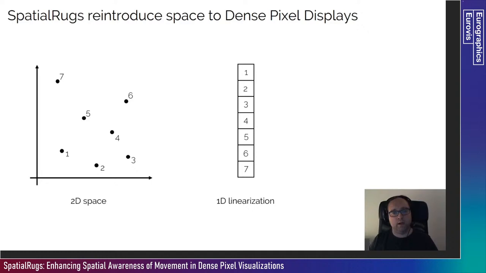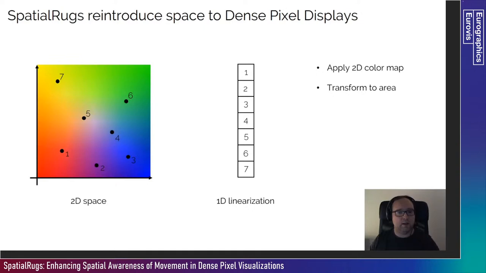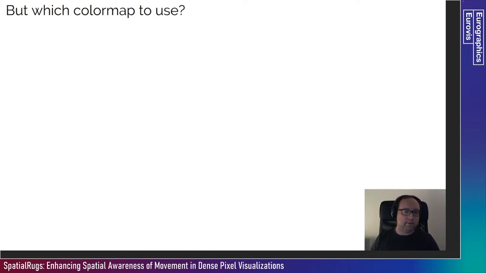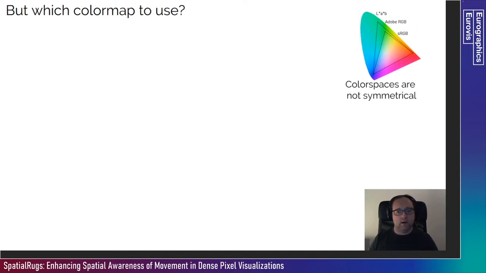Our idea to do that is to apply a 2D color map and then transform it to the area that our movers occupy, and then just take the colors beneath the movers to encode their spatial locations within the 1D linearization. So the big question was, which color map can we use to encode our spatial relations? During our research, we found that most color spaces are not really symmetrical, but our movement areas are, they're rectangular. So we need to use 2D rectangular color maps.